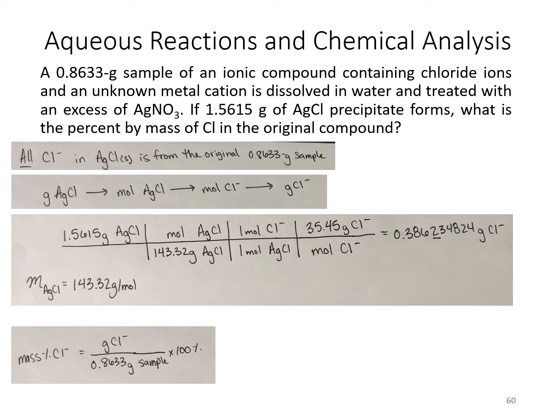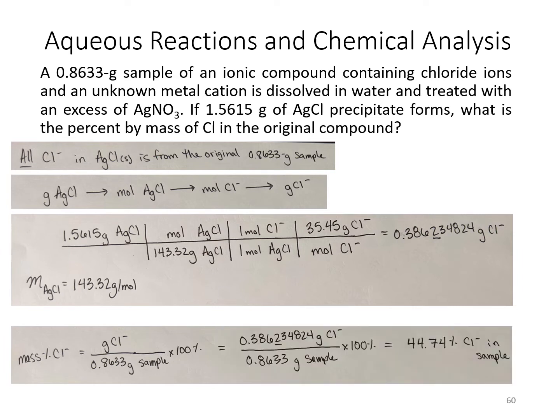So we can just look at the periodic table, 35.45 grams of chlorine per mole of chlorine, and that'll get us to 0.3862 grams of chloride that was precipitated out in that silver chloride. So that must be the grams of chloride in that original sample. So we can just plug that into that bottom equation, and we can find that about 44.74% of that original 0.8633 gram sample should be associated with chloride. So 44.74% chloride by mass in that original sample.